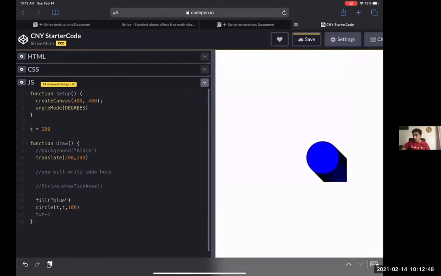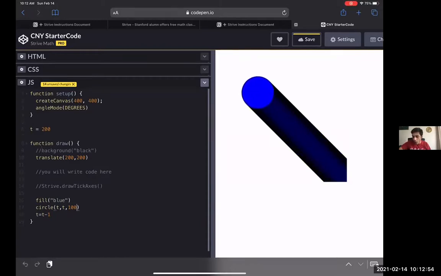The blue circle is moving. But do you see this? There is a streak behind the blue circle. How cool is that? Why is that streak there? I'll explain it to you, but why is that there? Let me do it minus 10. This may make sense better then.